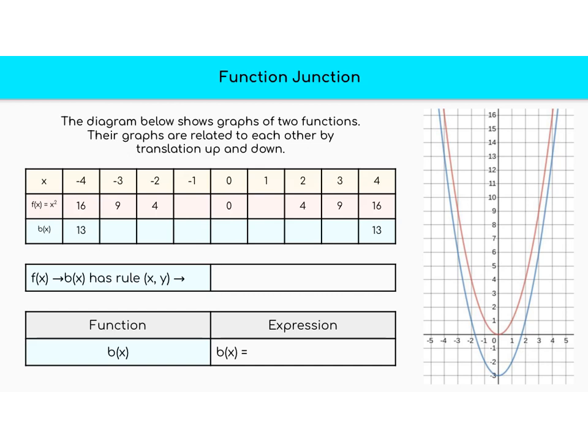Okay, so the diagram shows graphs of two functions. The graphs are related to each other by translating up or down. In our case right here, we have a parabola in red, and the graph being red matches with the red part of our table. The equation for this graph is f of x equals x squared. So our x-coordinate is -4, our y-coordinate should be 16. So -4, positive 16 should be a point. I'm just focusing on the red, and I can see right here I have a perfect point.